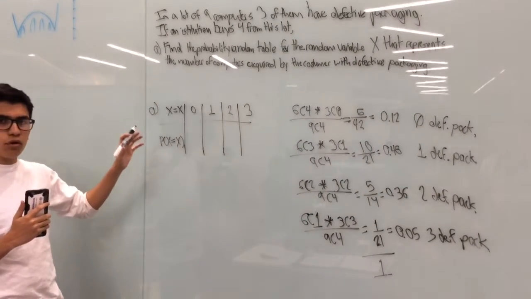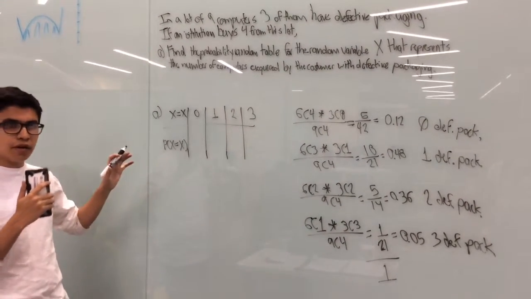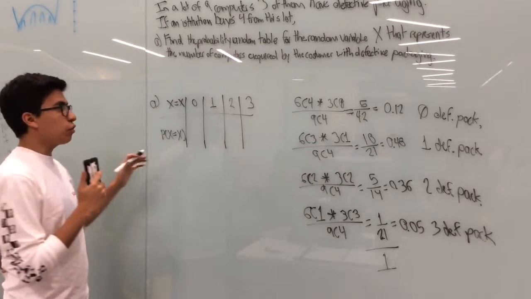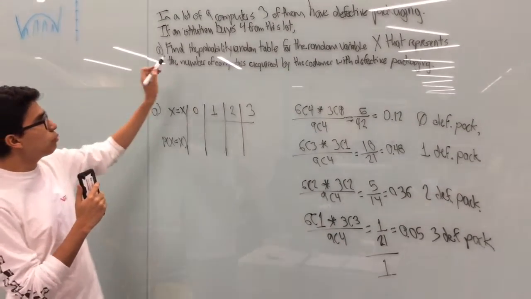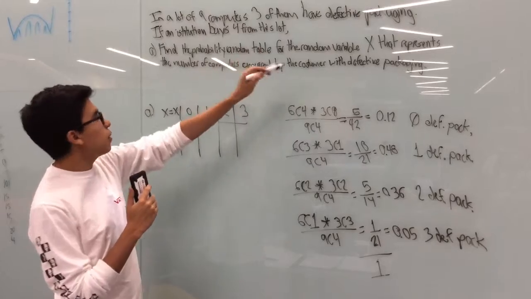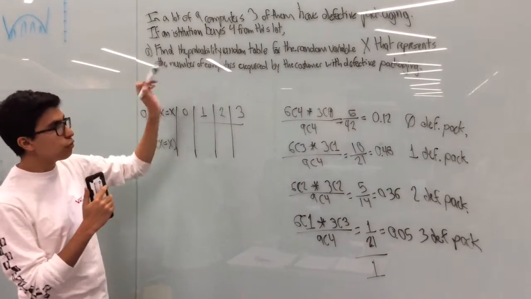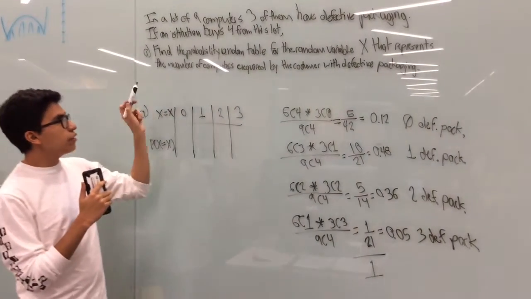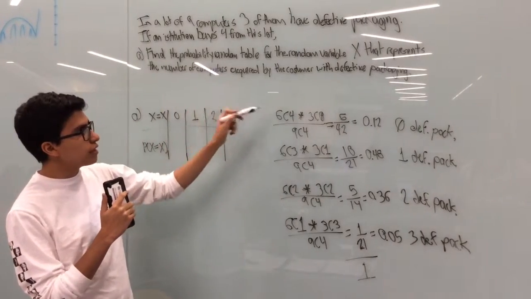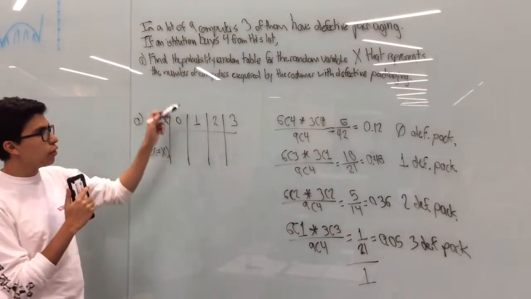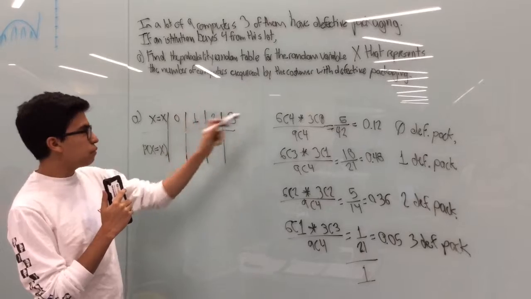Here we have an example of how to solve a problem with a discrete random variable. Here it says, in a lot of 9 computers, 3 of them have defective packaging. If an institution buys 4 from this lot, find the probability table for the random variable X that represents the number of computers acquired by the customer with defective packaging.